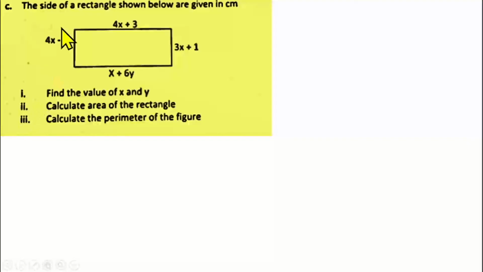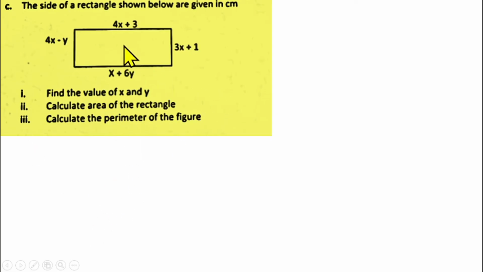Question number 1C. You are told that the sides of a rectangle shown below are given in centimeters. You are given a rectangle. The side here is 4x plus 3. This is x plus 6y. 4x minus y. 3x plus 1. We have to find the values of x and y. We have to calculate the area of the rectangle. We also have to calculate the perimeter of the rectangle.